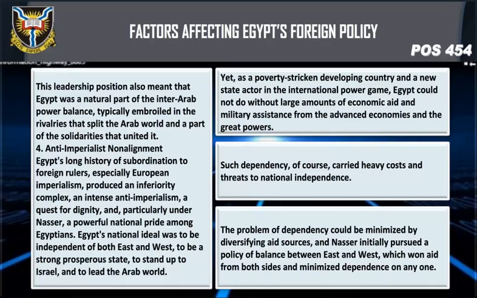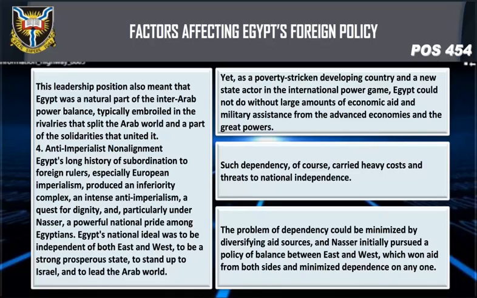Anti-imperialist non-alignment. Egypt's long history of subordination to foreign rulers, especially European imperialism, produced an inferiority complex, an intense anti-imperialism, a quest for dignity, and particularly under Nasser, a powerful national pride among Egyptians. Egypt's national ideal was to be independent of both East and West, to be a strong, prosperous state, to stand up to Israel, and to lead the Arab world.